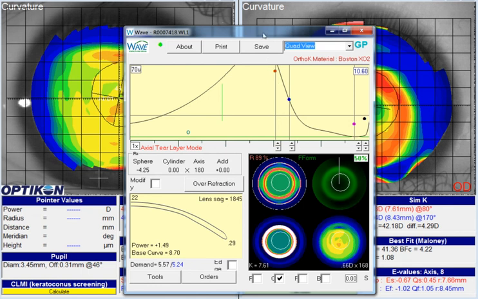So I think the change can be duplicated for the left eye. The left eye shows pretty similar post-wear topography.